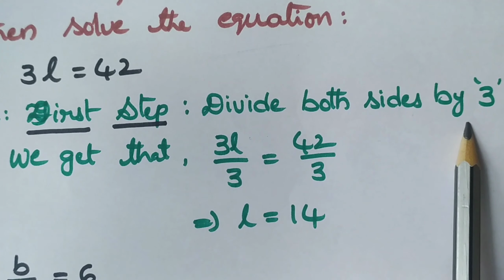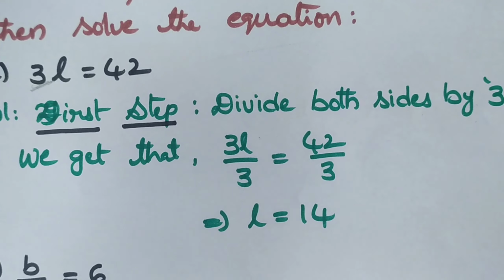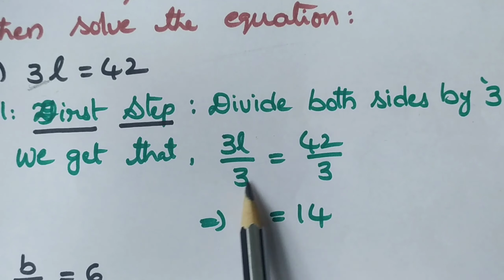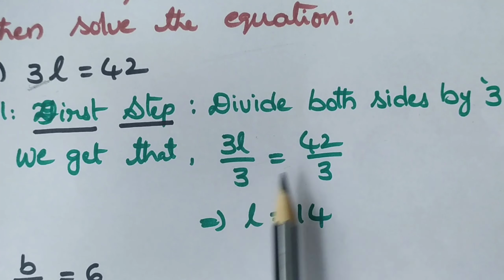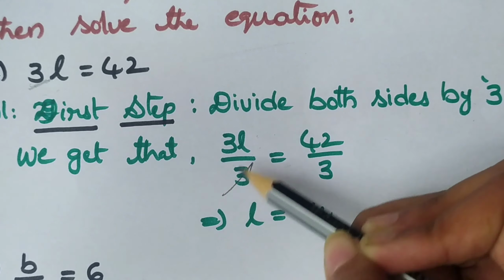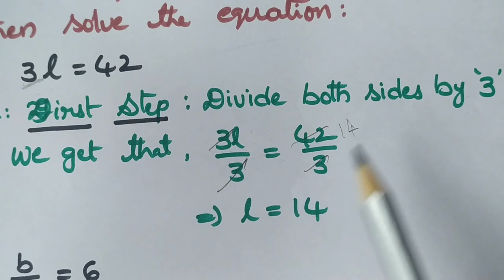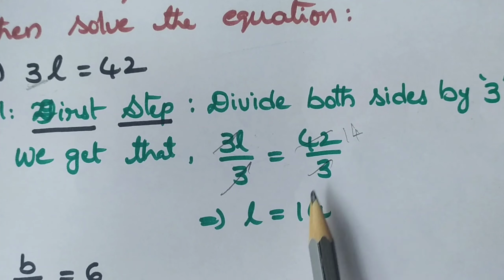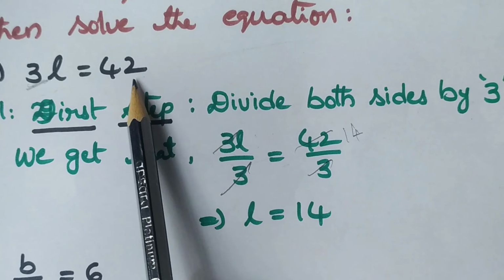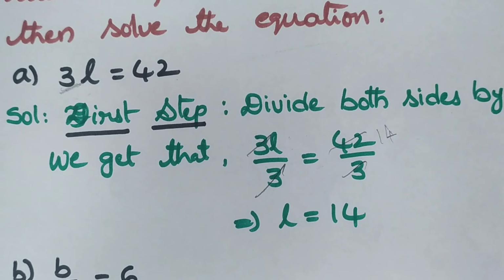Now first step is divide both sides by 3. Here is 3L. So if you divide both sides by 3, it would be easier. So here it is 3, right? So divide both sides by 3. We get that 3L by 3 is equal to 42 by 3. Both LHS and RHS. Here 3 gets cancelled. And 3 14s are 42. 14 3s are 42 or 3 14s are 42. So L is equal to 14 by 1, nothing but 14. Now 3L equal to 42 where L equal to 14. With this A bit gets completed.